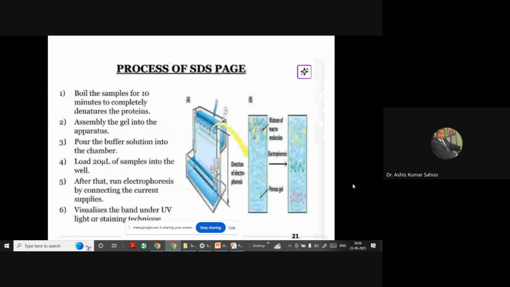Process of SDS-PAGE. So these are the different steps. Boil the sample for 10 minutes to completely denature the proteins. Assemble the gel into the apparatus. Pour the buffer solution into the chamber. Load 20 microliters of sample into the well. After that, run electrophoresis by connecting the current supply. Visualize the bands. So these are the different processes of SDS-PAGE.